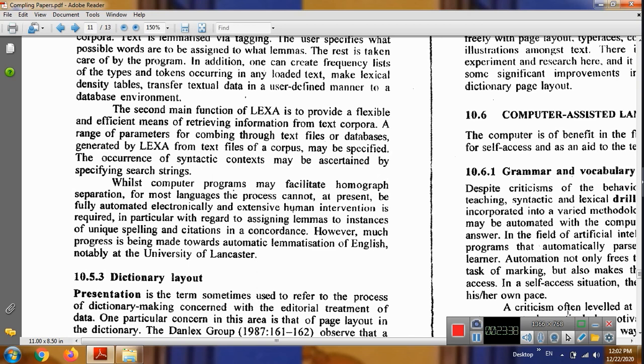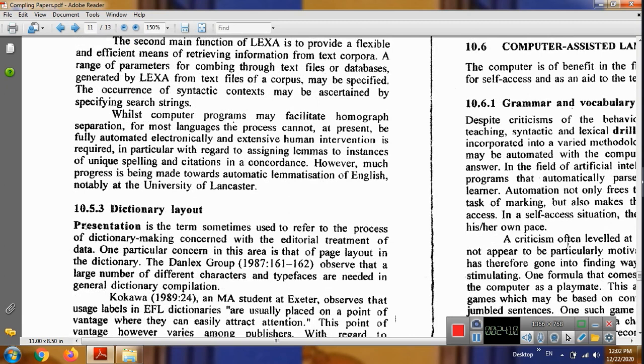Whilst computer programs may facilitate homograph separation for most languages, the process cannot at present be fully automated electronically, and extensive human intervention is required, in particular with regard to assigning lemmas to instances of unique spelling and citation in a concordance. However, much progress is being made toward automatic lemmatization of English, notably at the University of Lancaster.